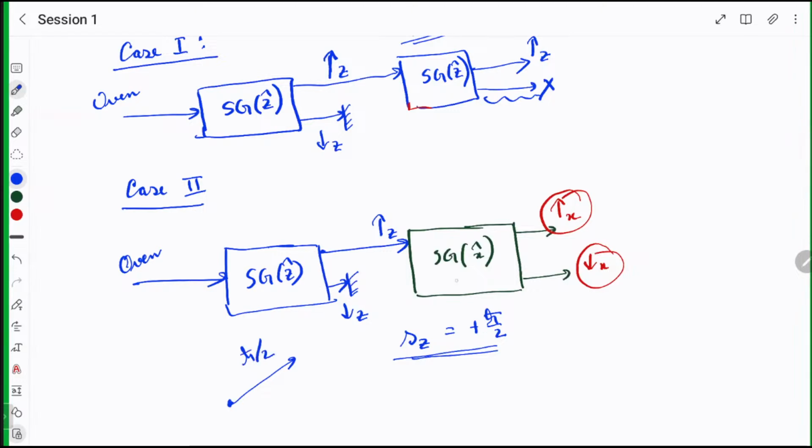And what SGX should do is, say this is the, okay, drawing skills are not great. So along the z-axis, it is h cross by 2. What SGX should tell you is what is the component of the vector along x, isn't it? So the SGZ, in the classical case, doesn't affect the spin component along the x direction, right? Yeah, it does not.